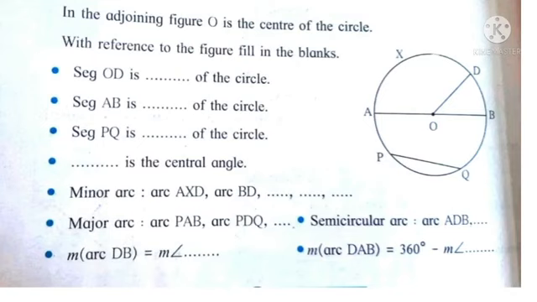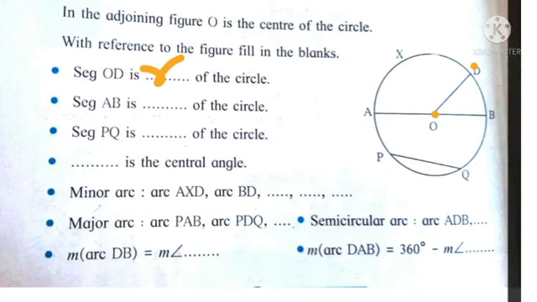Now here you have been given one activity type question. See what is the activity here. In the adjoining figure, O is the center of the circle. Then fill in the blanks. Segment OD. What is the segment OD? OD is the radius of a circle. Then segment AB, suppose A to B. It is the diameter of a circle. Segment PQ is the chord of a circle.